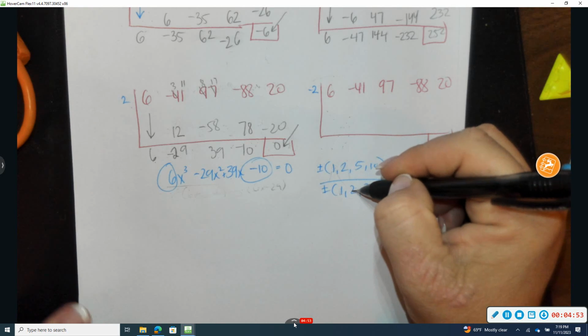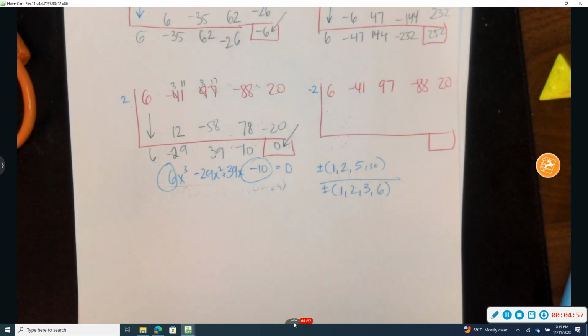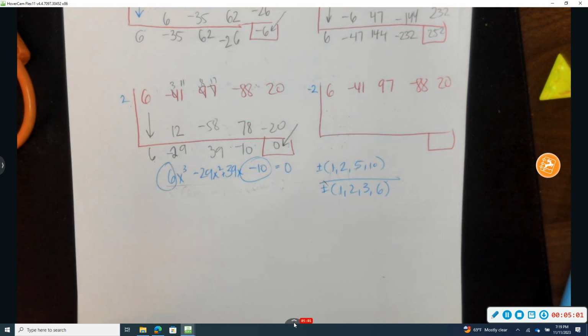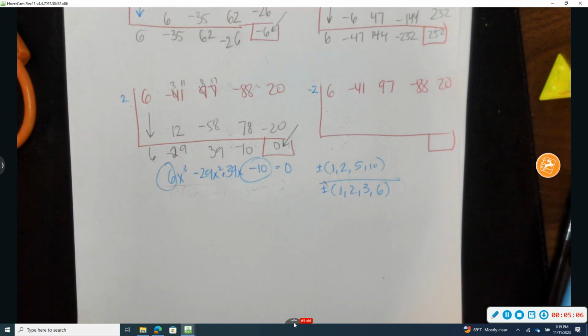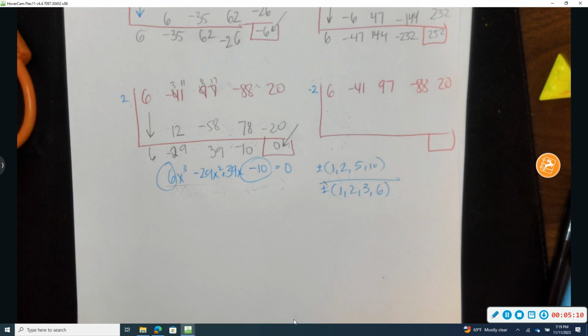2 over 2 just reduces down to 1. We're not going to repeat it, but I would have 5 halves, and negative 5 halves. So do I have to list them all? No, not unless it asks you to. You don't have to list them all. So what I'm going to do is, just like I did up above, I'm going to start by testing 1 and negative 1. And if that doesn't work, then I'm going to test 2 and negative 2.